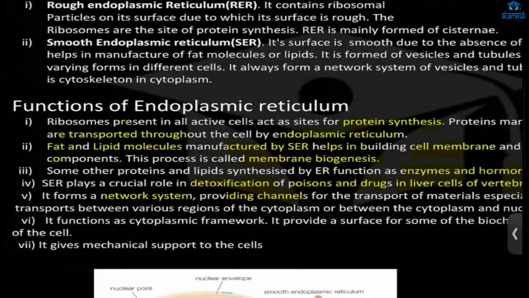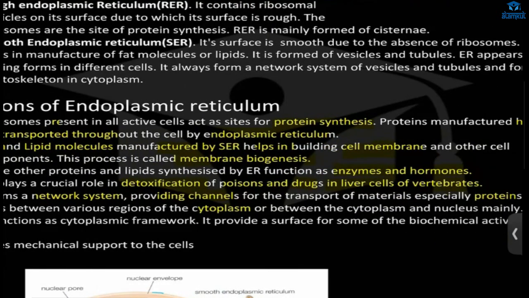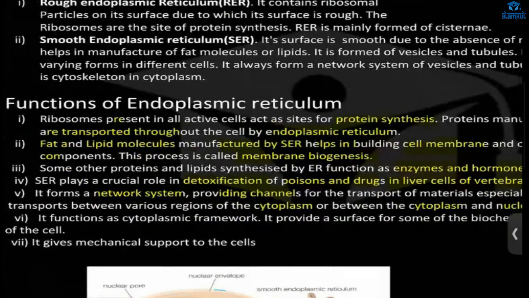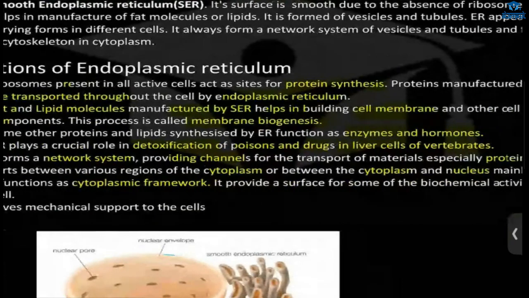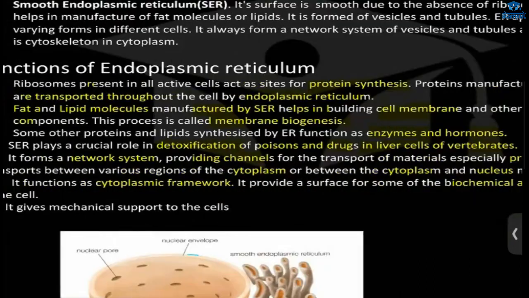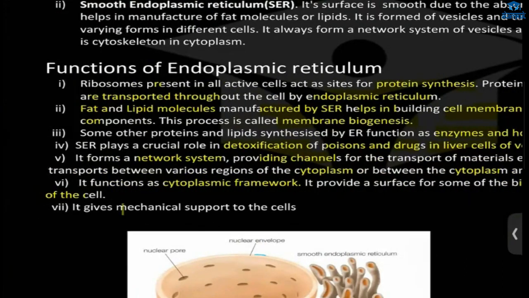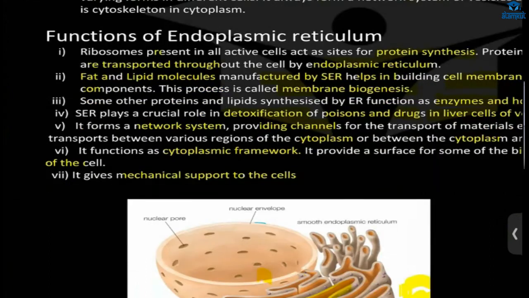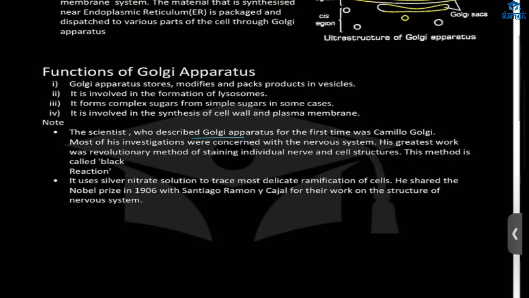Transport between various regions of the cytoplasm and between the cytoplasm and nucleus mainly. It forms a cytoplasmic framework, provides surface for some biochemical activities of the cell. It gives mechanical support to the cell. These all are the work of the ER. Ma'am, what is a cytoplasmic framework? Connections. Then it's the function of the Golgi apparatus.